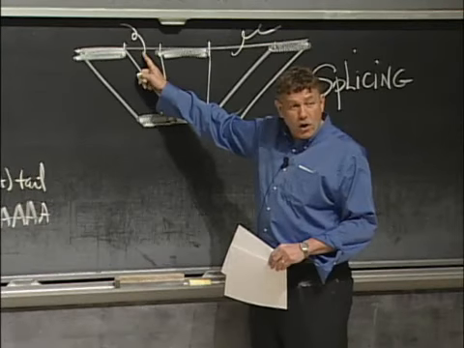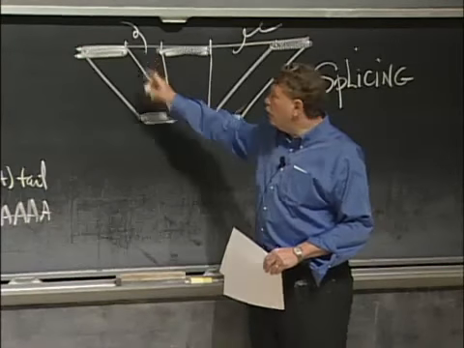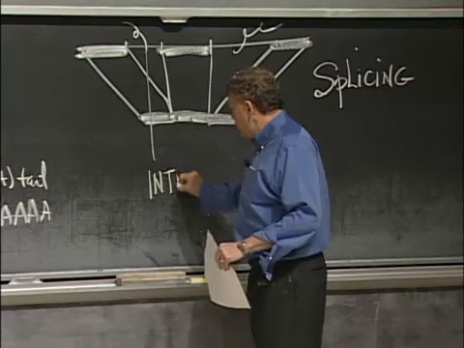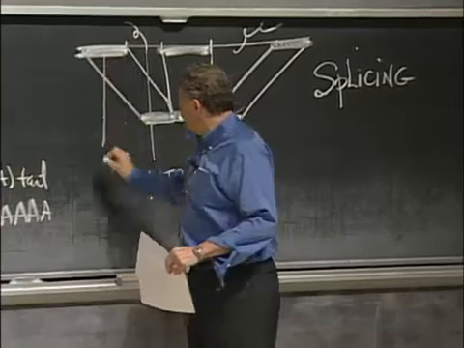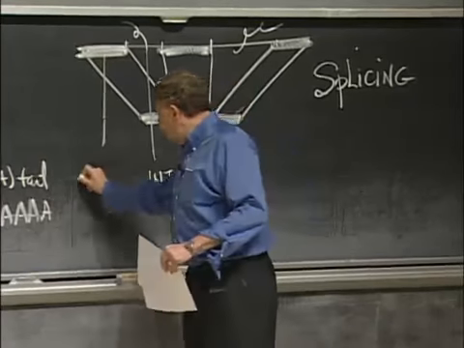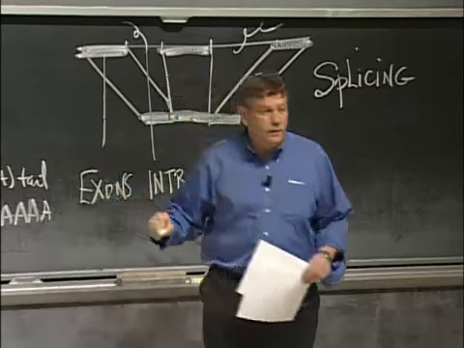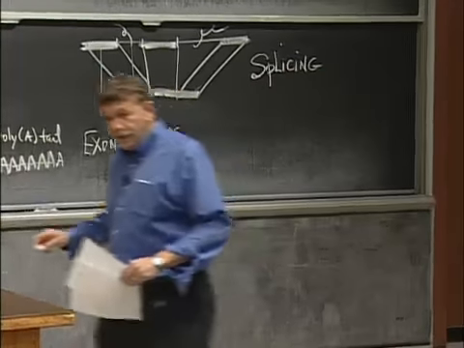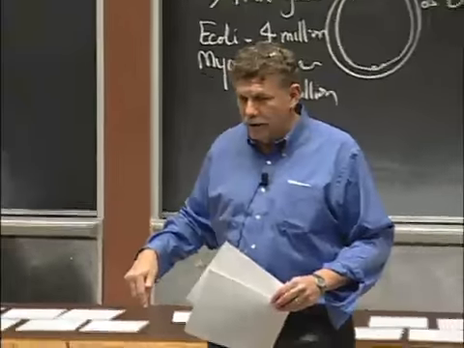The things that go out are called introns. The things that stay in and are not excised are called exons. The nomenclature is a little nuts. If it stays in, it's an exon. If it goes out, it's an intron.